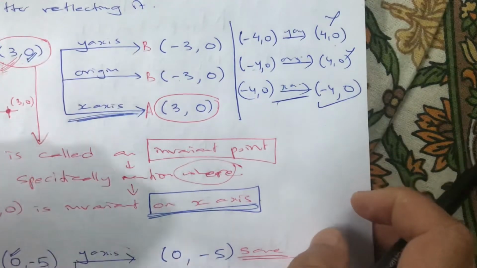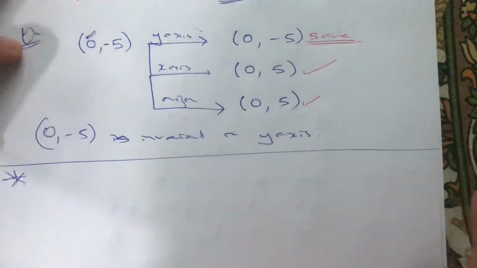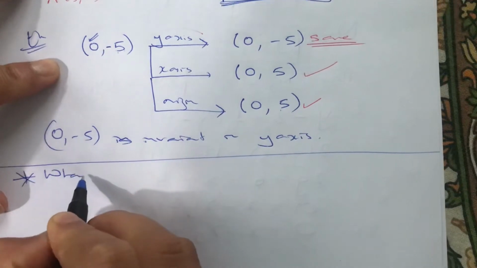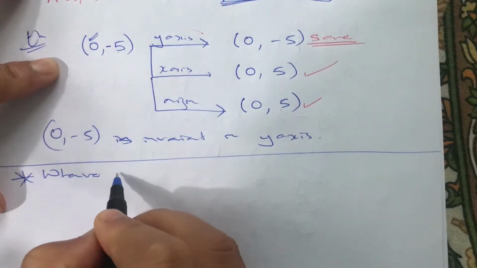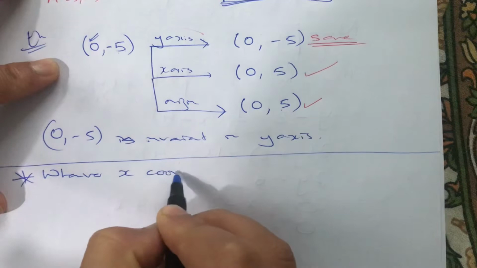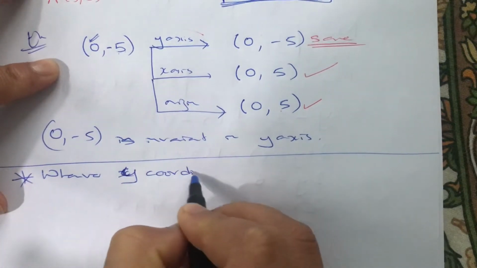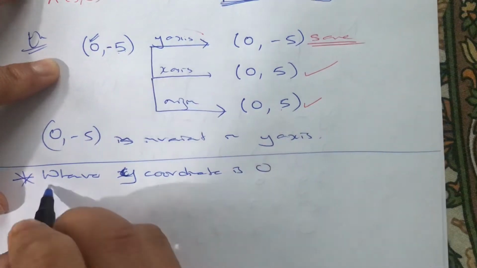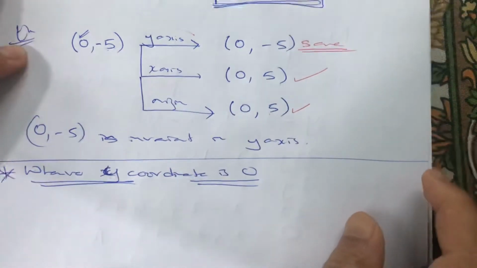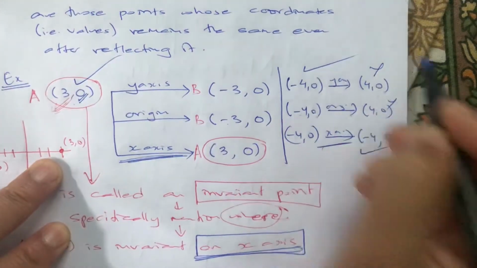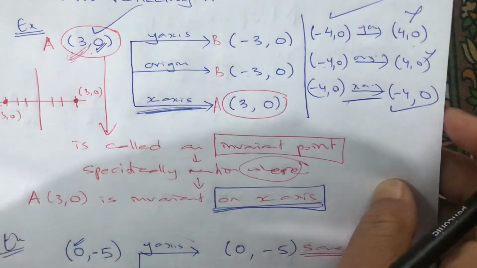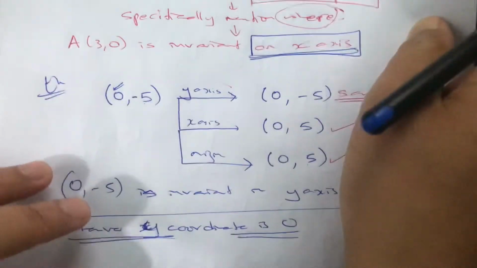So you can try out more examples. So ultimately what we can say is, whenever you have a point whose y coordinate is 0, just like (3, 0), (-4, 0), (5, 0), (6, 0), (7, 0), anything like that.